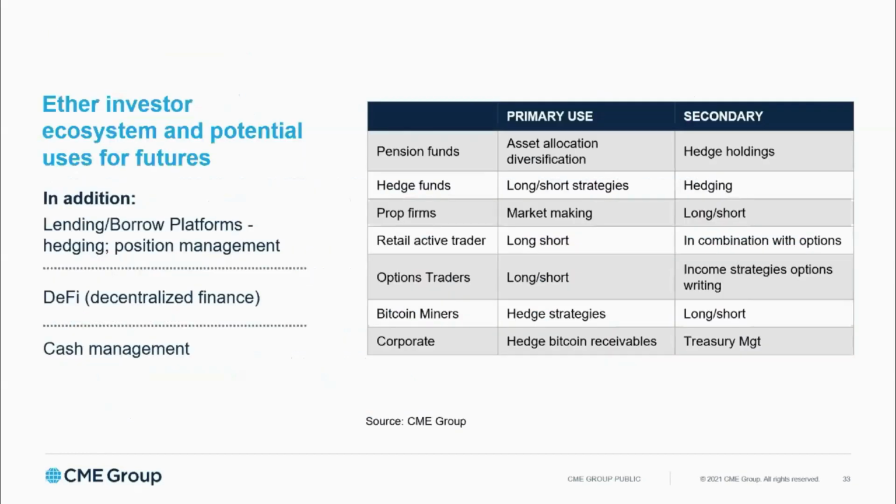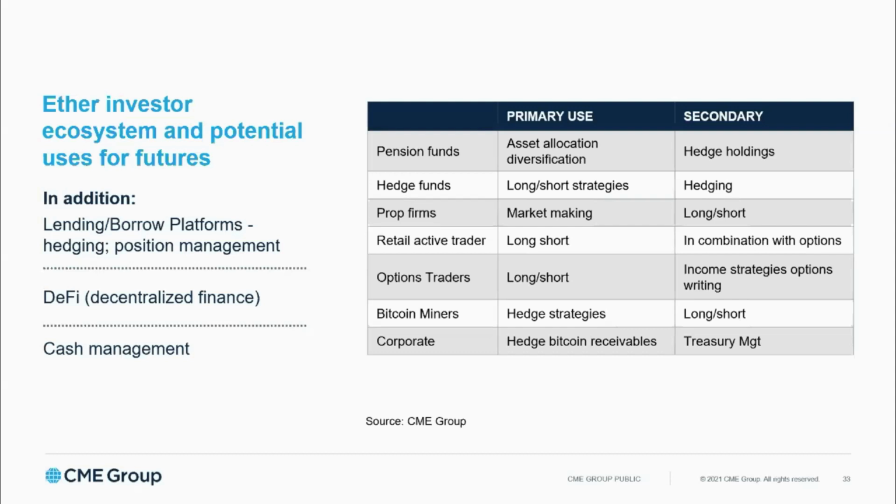So taking a look at who is coming to CME Group to trade our cryptocurrency products, not just micro ether, but our whole suite of cryptocurrency, our standard ether, standard Bitcoin, micro ether, even some Bitcoin options. We're seeing pension funds come to us to diversify assets and then hedge some of their physical holdings. We're seeing hedge funds come to our markets using our products to execute long short strategies and also hedge some of their holdings. We see prop firms use our crypto products for market making and also to go long short.